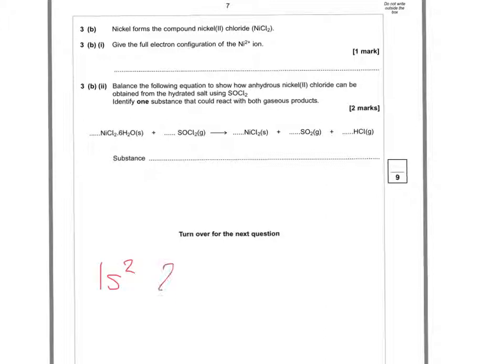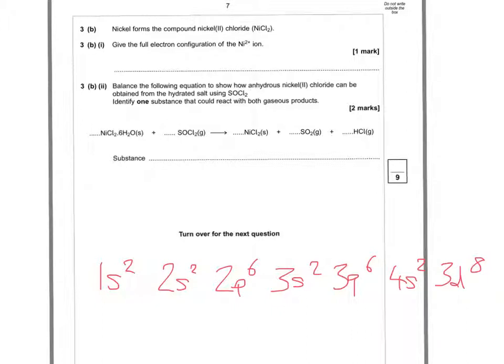So it's 1s2, 2s2, 2p6, 3s2, 3p6, and then it's 4s2 and 1, 2, 3, 4, 5, 6, 7, 8, 3d8. So that's what it should be as an element. I know you might not be able to read that very clearly.